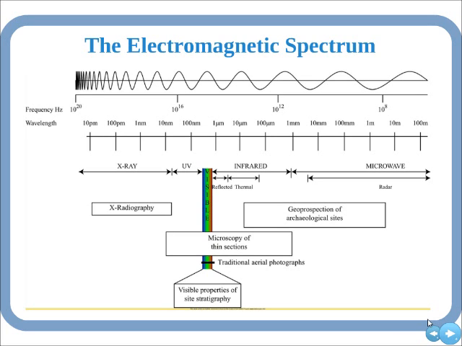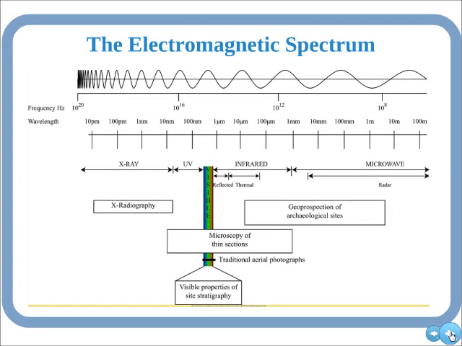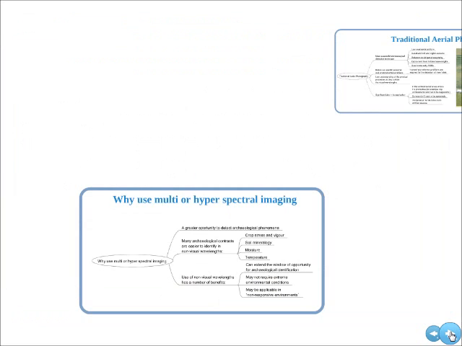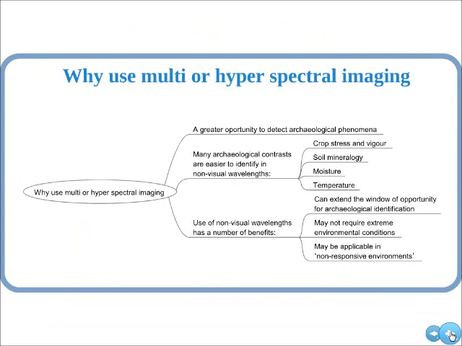What can we do if we start to exploit more of that spectrum? Well, we can use multi or hyperspectral imaging. These offer a greater opportunity to detect archaeological phenomena, and many of the contrasts that we see are easy to identify in non-visual wavelengths. So if looking at expressing soil mineralogy, moisture and temperature, all of these can be seen outside the visual. And this has a number of benefits.